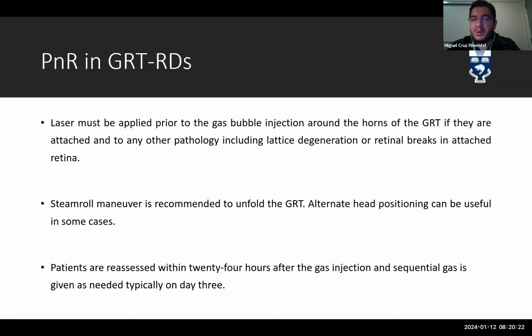Or also, we like to do sequential gas if it is needed, and usually the sequential gas injection will be done within the first 3 days. But it's important to tell the patients before the procedure that because of the extension of the break, sequential gas injection may be needed in this population. Next.